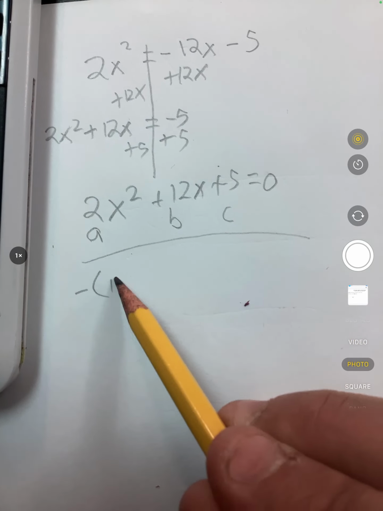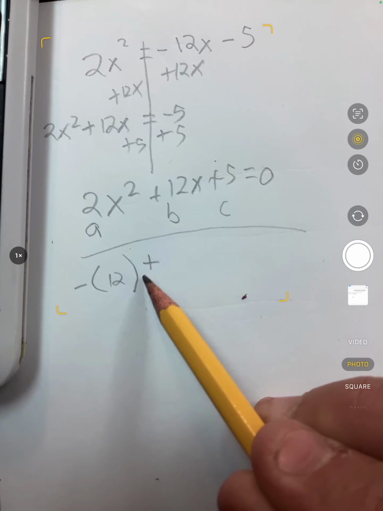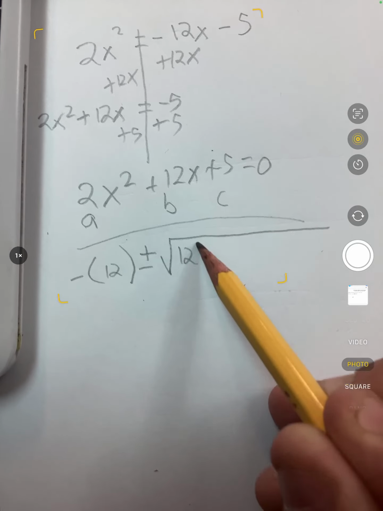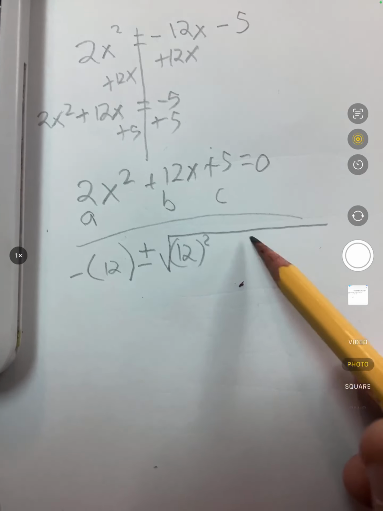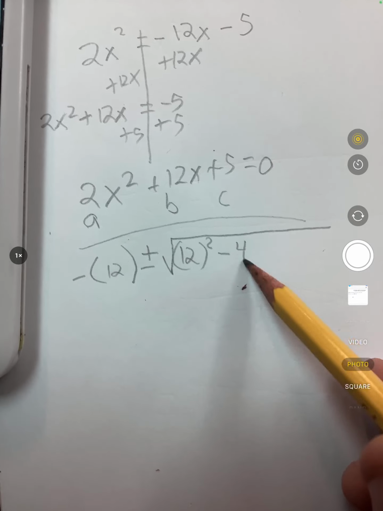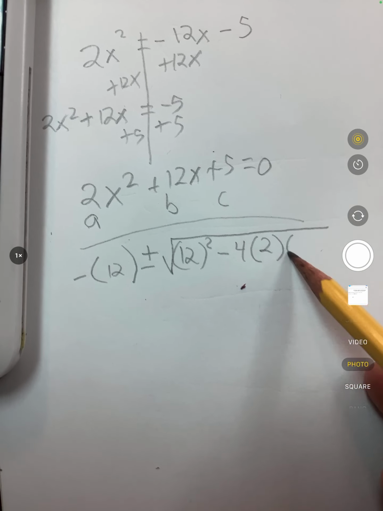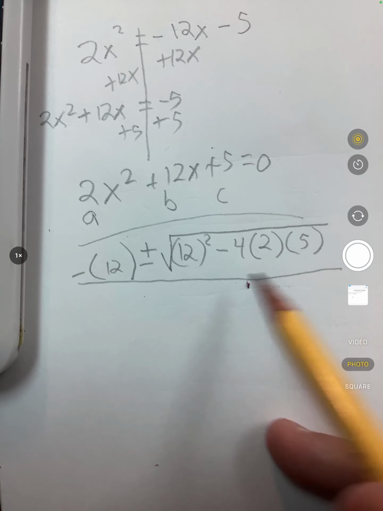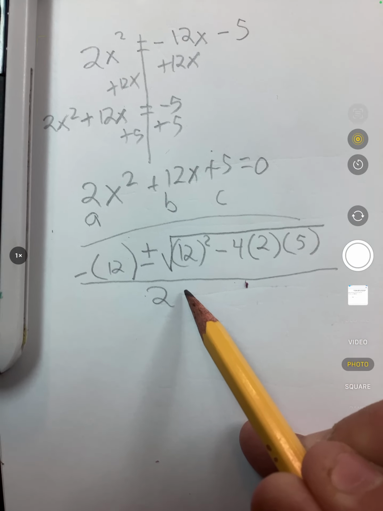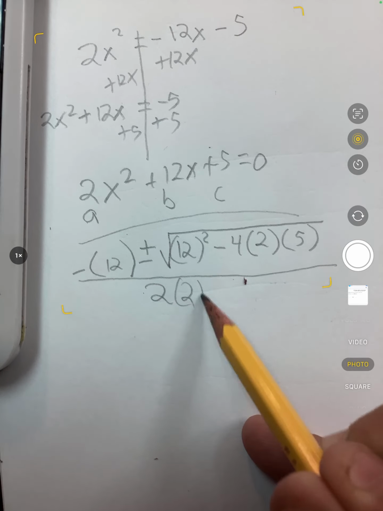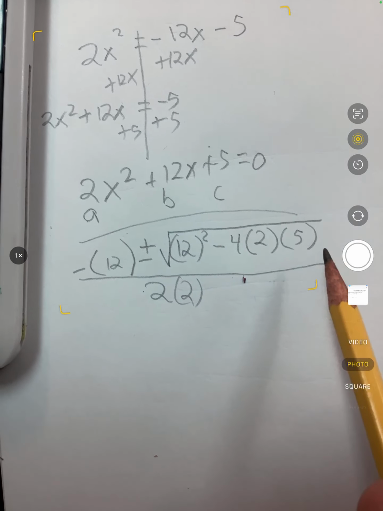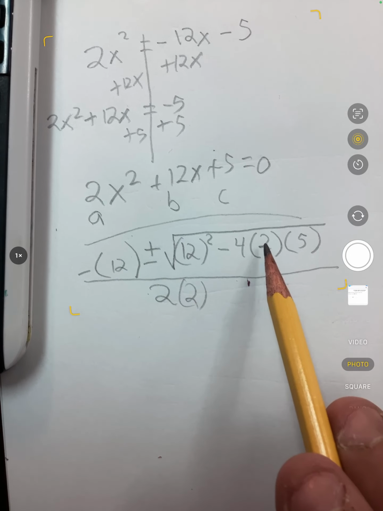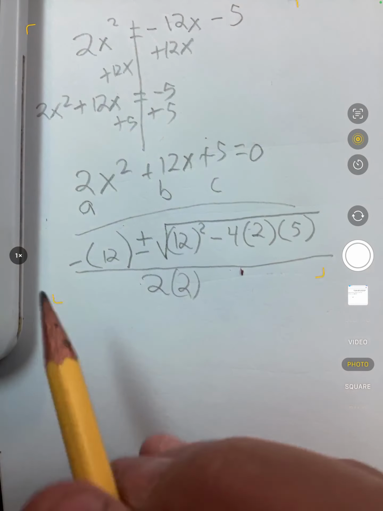Negative b plus or minus the square root of b squared minus 4 times a times c divided by 2 times a. Notice I'm using my parentheses just like I showed you at the beginning, because those parentheses help me isolate my variables. None of them are negative, but if they were, then negative would have been inside the parentheses.